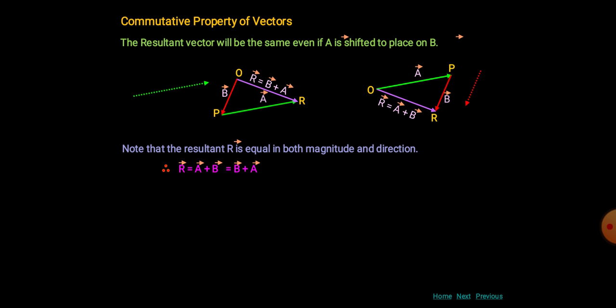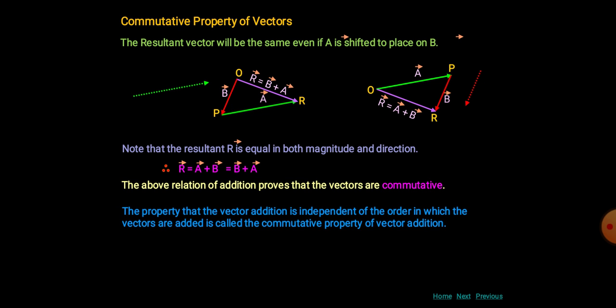We can write the equation for R. R equals A plus B is also equal to B plus A. We have just changed the order. The above relation is also known as the commutative property. Here the property of vector addition is independent of the order in which the vectors are added. It is called the commutative property of vector addition. So R equals A plus B, and that is also equal to B plus A. So we have observed this in figure number 1 and figure number 2.